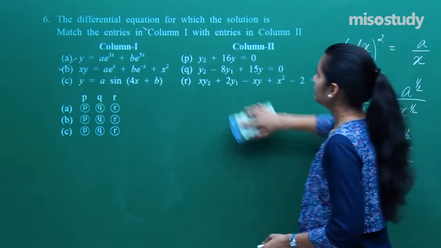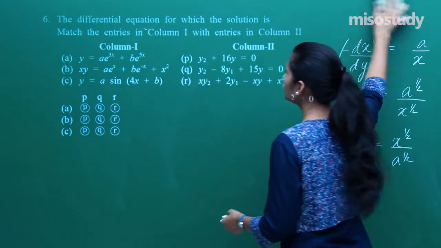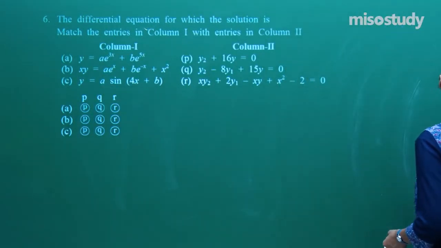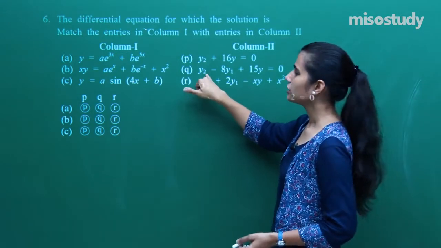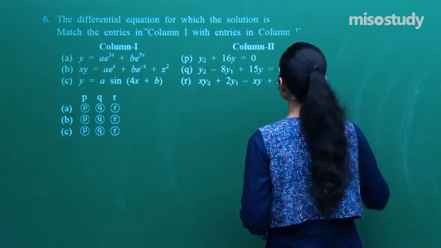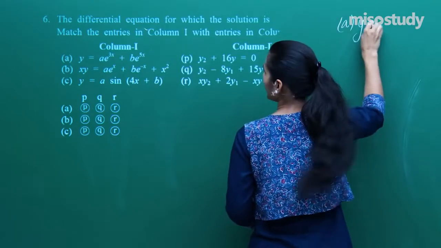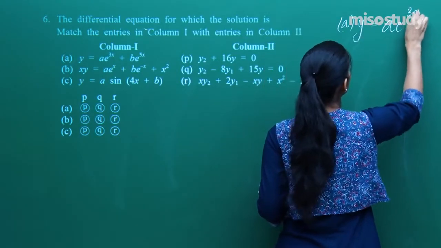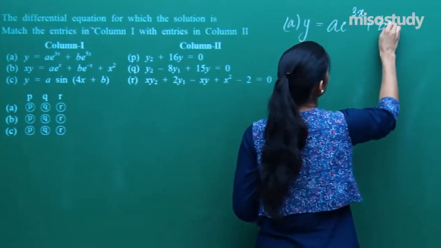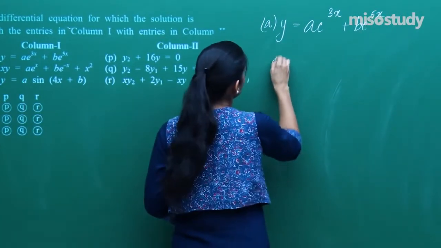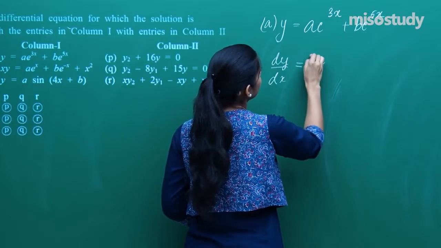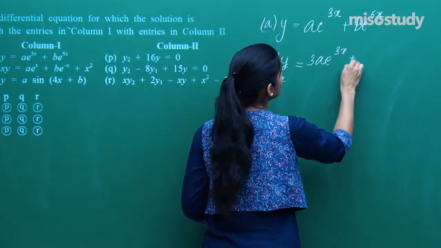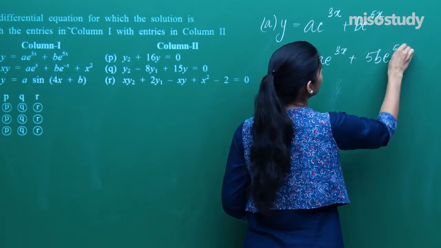Let's see. The differential equations for which the solution is given in column 2. Basically, differential equations are given in column 1 and their respective solutions are given in column 2. Each of the solutions is requiring the computation of the second derivative. So let's talk about the first case. y is a e to the power 3x plus b e to the power 5x. dy by dx will be 3 times a e to the power 3x plus 5b e to the power 5x.